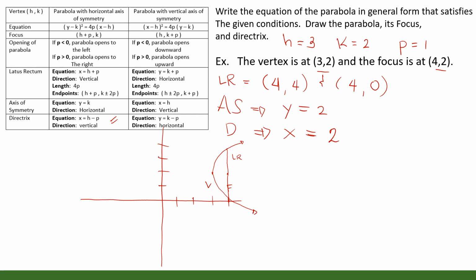Okay. And then the axis of symmetry, y equals 2. Here it is. y equals 2. So this will be our axis of symmetry. And for the directrix, x equals 2. Here is our directrix. x equals 2 is the directrix. So, there it is.